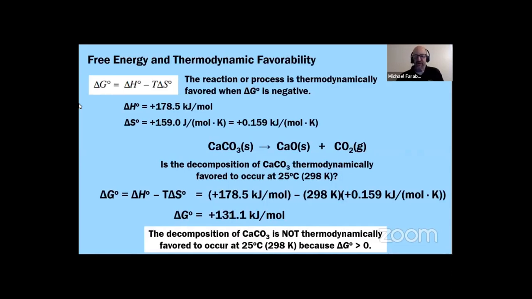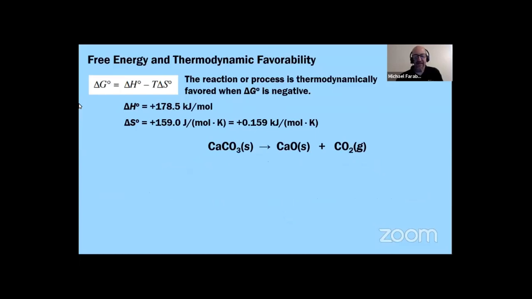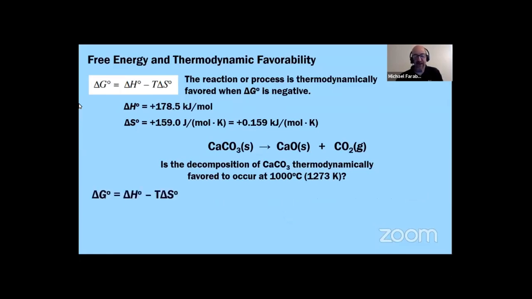Well, what if I choose a different temperature? It is an endothermic reaction, so maybe I have to heat it up. I'm just going to go ahead and make up a new temperature, and we'll do this calculation again. So is this decomposition favored to occur at 1,000 degrees Celsius, which would be 1273 Kelvin? So I'm going to go ahead and assume that the delta H and delta S values are going to remain the same. That's my assumption. All I'm doing is plugging in a new number for the temperature.